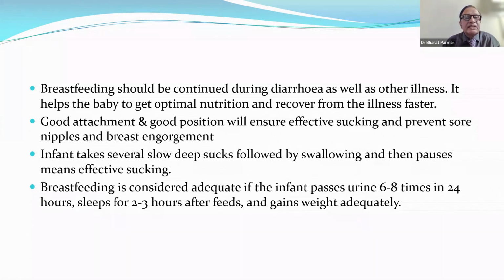Breastfeeding is considered adequate if the baby passes urine 6 to 8 times in 24 hours, sleeps for 2 to 3 hours after feed, and gains weight adequately.